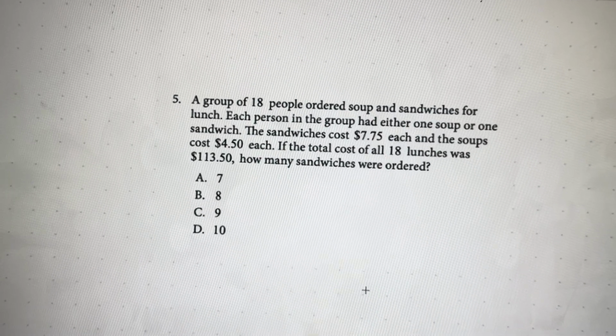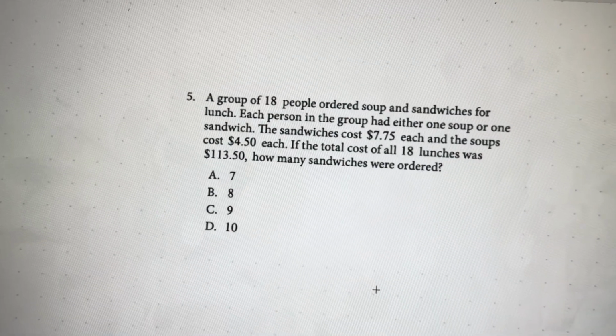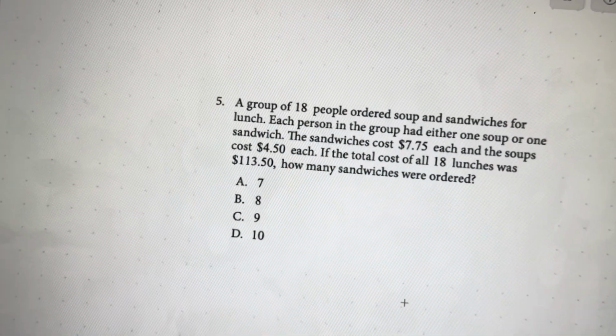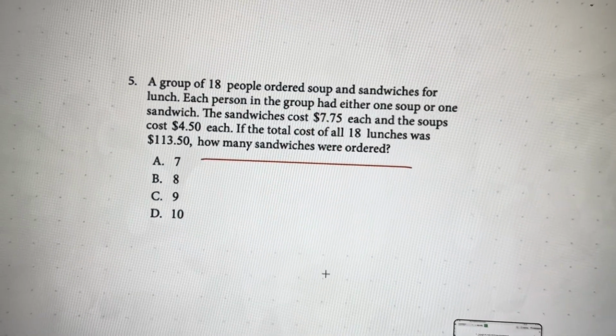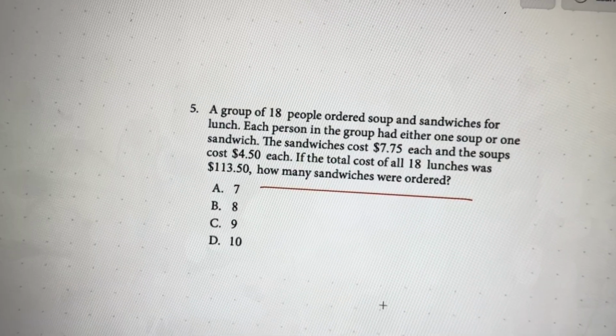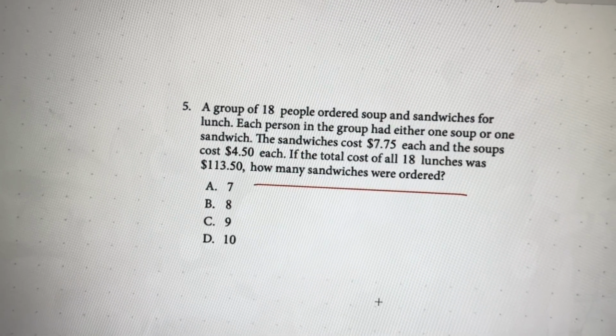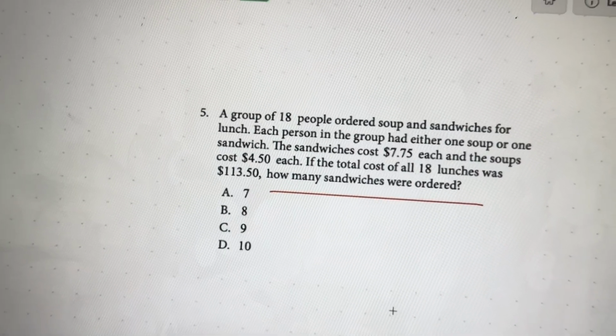Let's talk about what we're solving for here. How many sandwiches were ordered? All right, that's the question. How many sandwiches were ordered? We can test answer choices here, because if 7 sandwiches were ordered, I know exactly how many soups were ordered. Right? They say right here at the top that 18 people ordered.